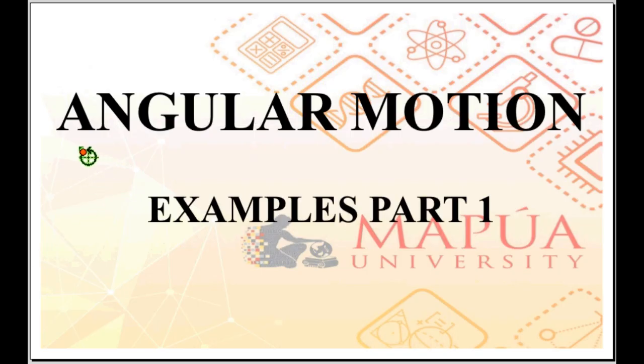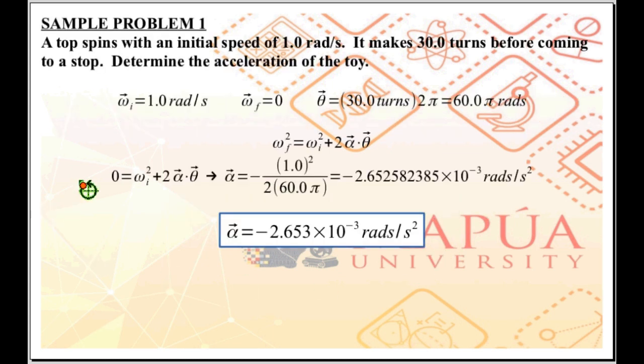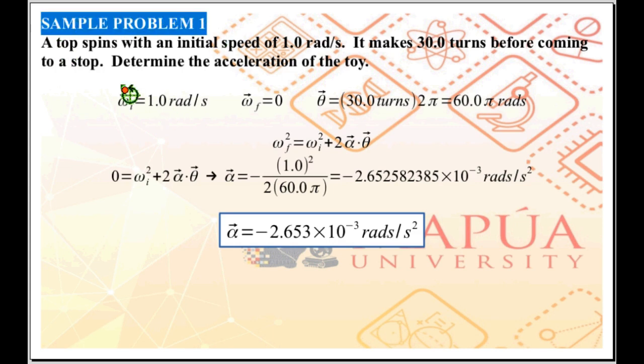So, continuing on with our discussion on angular motion, let's now have a couple of examples. Examples part 1. Sample problem number 1. You have a top. It spins with an initial speed of 1 radian per second. It makes 30 turns before coming to a stop. Determine the acceleration of the toy.